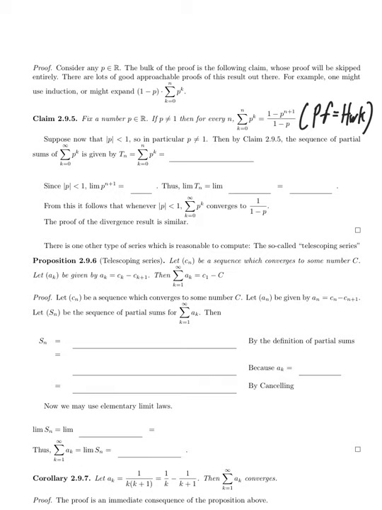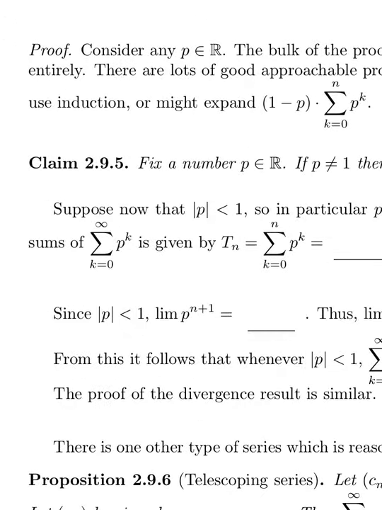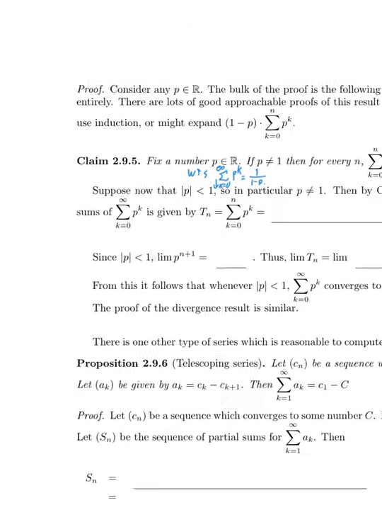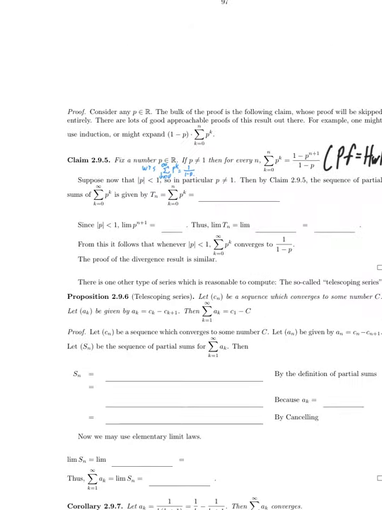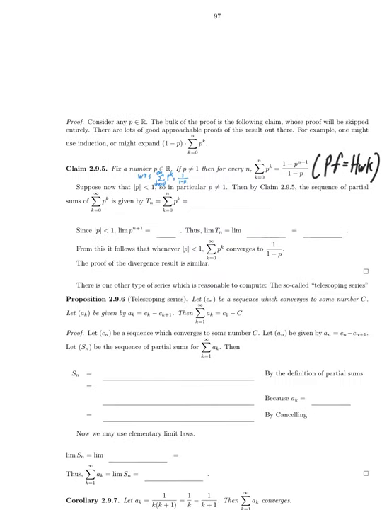So let's assume that absolute value of p is less than 1. In particular, then, p itself is not equal to 1. Maybe I'll write down the thing that we want to show in this case. In this case, we want to show that the sum k equals 0 to infinity of p to the k is equal to 1 over 1 minus p. That's what we want to show. Well, let's try to do it.